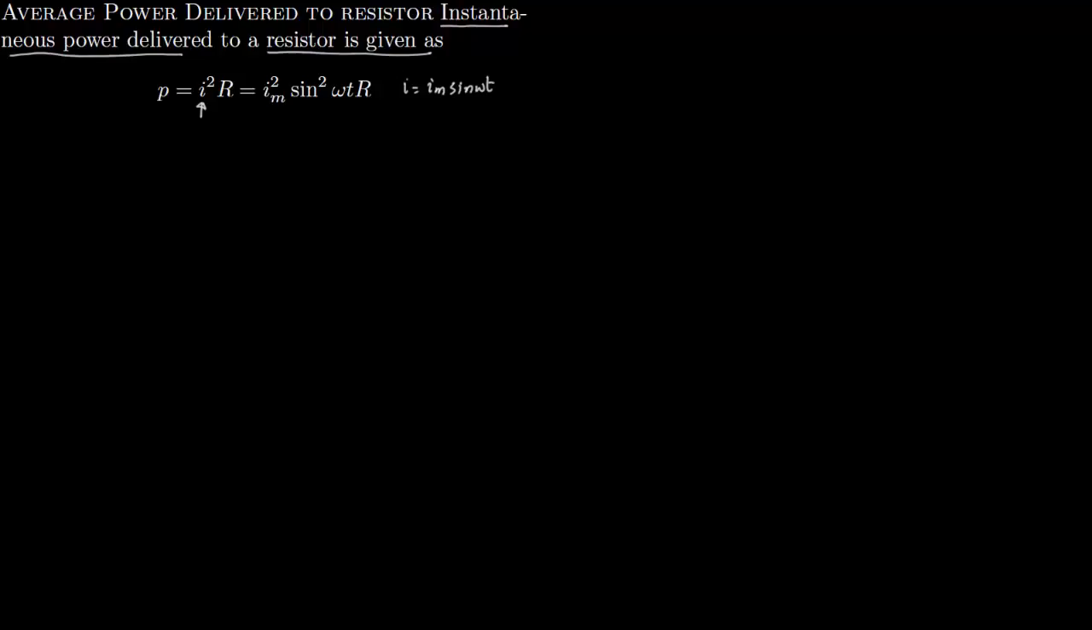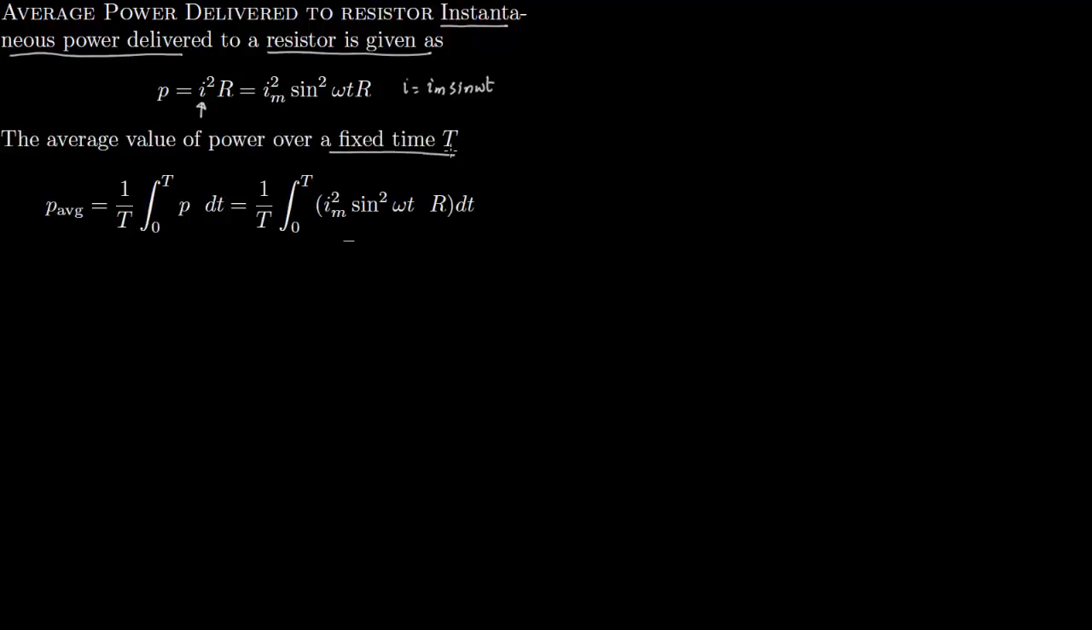Now the average value of power over a fixed time T is given as 1 by T integral from 0 to capital T of p dt. You should think of it as taking power over small time intervals, adding them up, and then dividing by the total time. Now you substitute the formula for power in place of this P here.